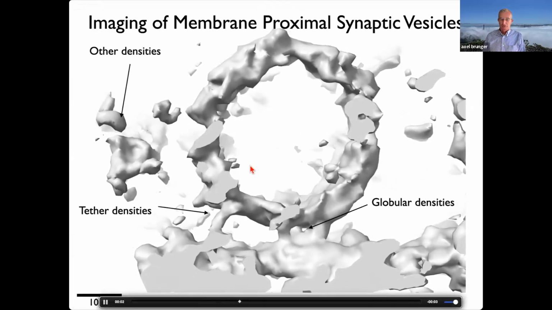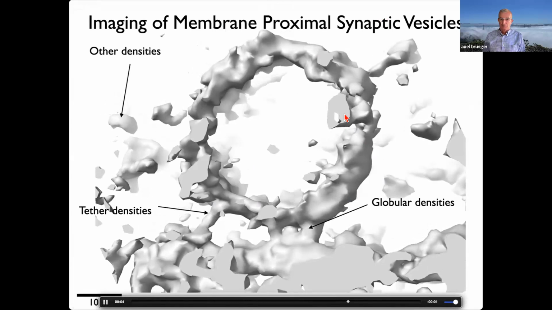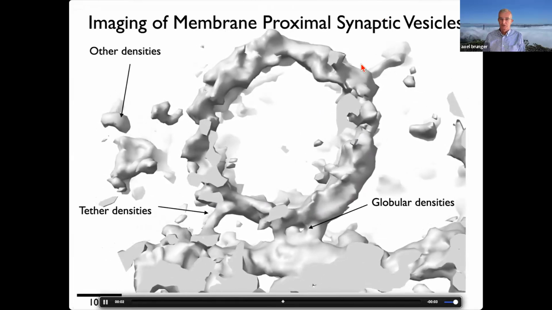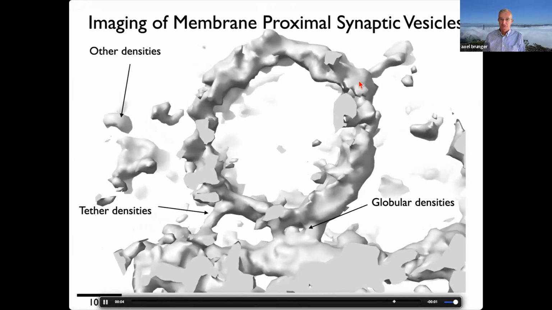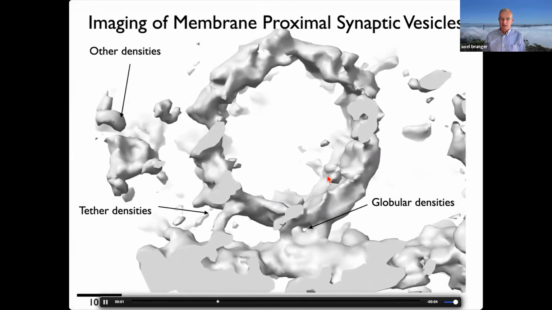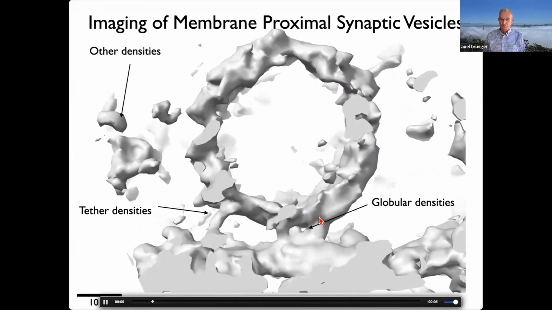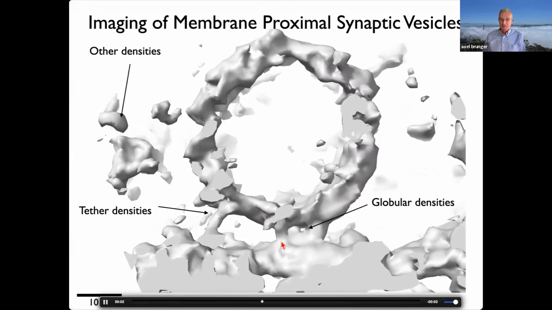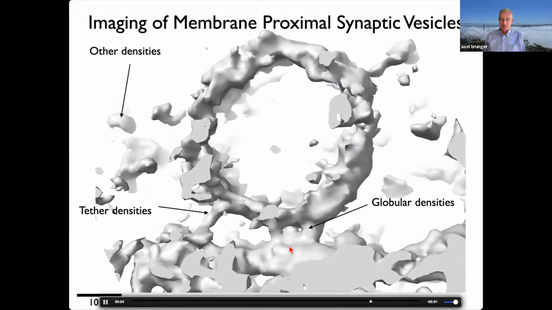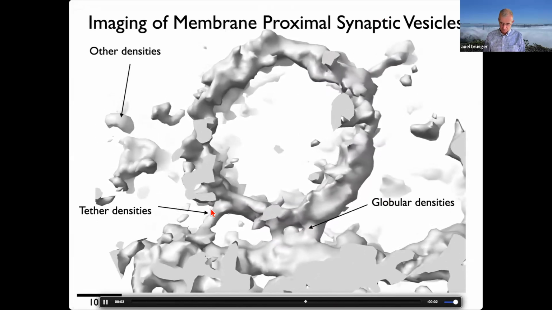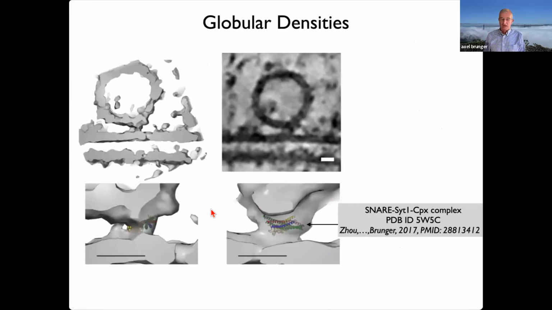And this shows one of those docked synaptic vesicles. What's immediately striking is that there are sometimes large protruding densities. We'll come back to this. This is probably a V-ATPase, and I'll come back to that later in the second half of my talk. And then you also see sometimes these connecting densities between the vesicle and the plasma membrane, and we call them globular and tether densities.